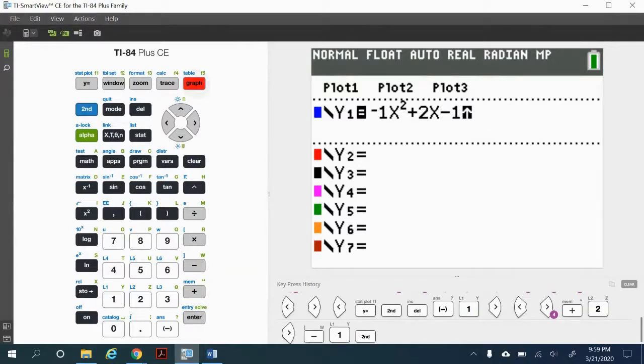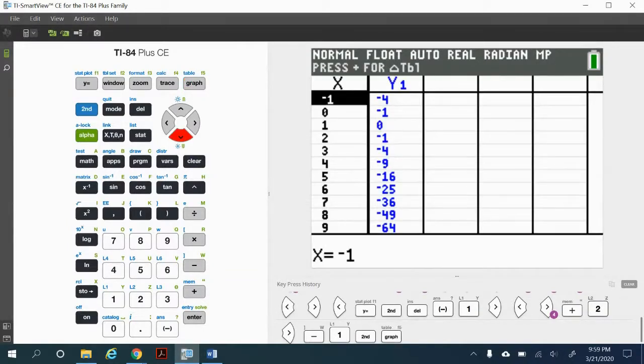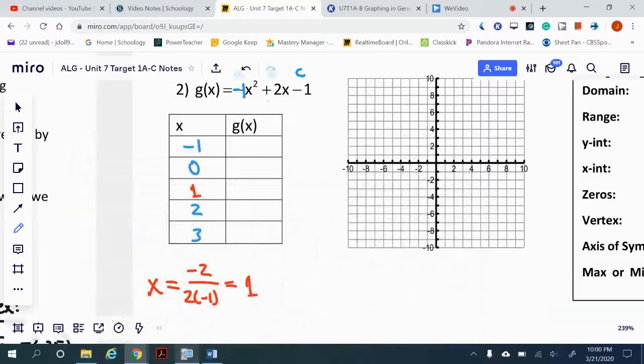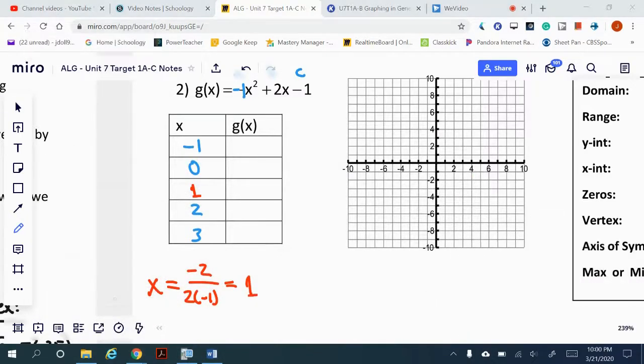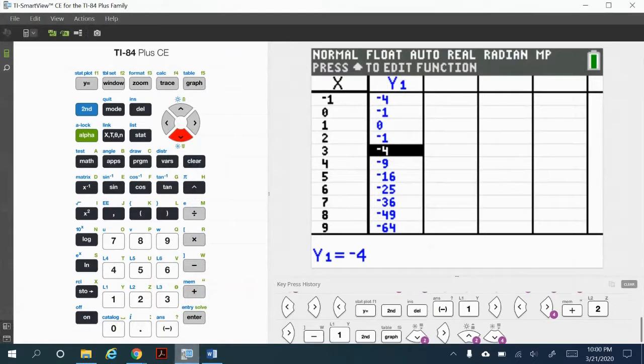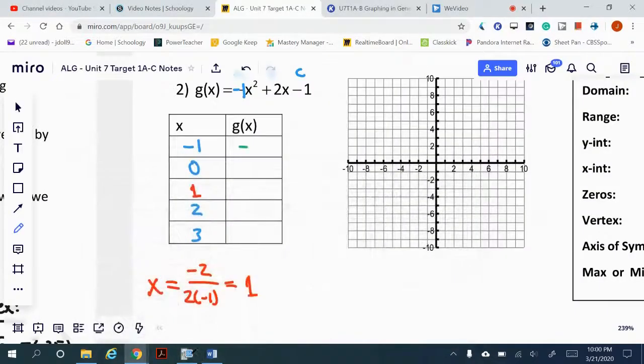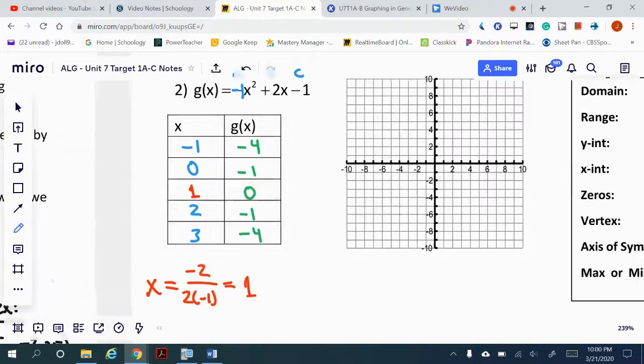So let's look at the table. And now what I want to do is find 1. I already know 1's the middle. And there we go. Look at that. Nice and neat. -4, -1, 0, -1, -4. So I have my y coordinates now. So we have finished our table of values here.